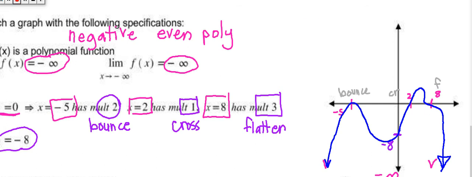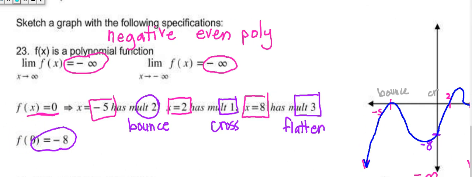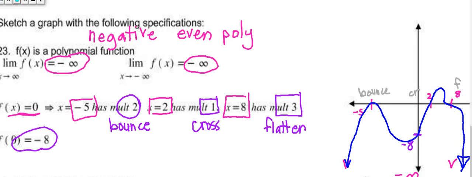So make sure there is a difference between what it looks like when it crosses and when it flattens. So this has a multiplicity of 1 and it crosses pretty vertically. This has a multiplicity of 3. It crosses much flatter. There you go.